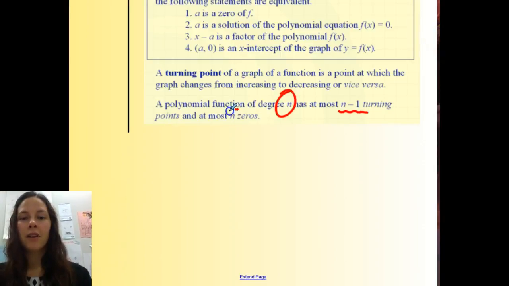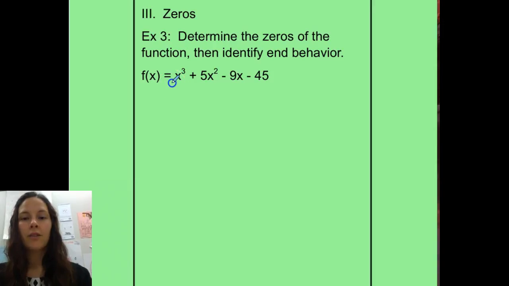It also gives us some information about how many zeros it can have. If the highest power is 5, it can have at most 5 zeros. Again, neither one of those is a guarantee, but it's putting a maximum on how many could occur. Determining zeros, we will start by factoring. In this case, it looks like I could factor by grouping.